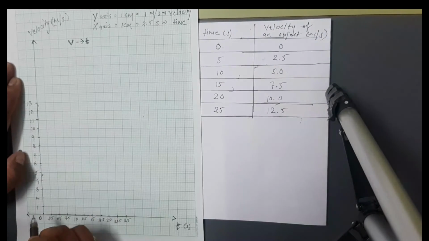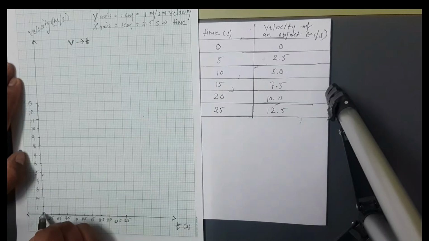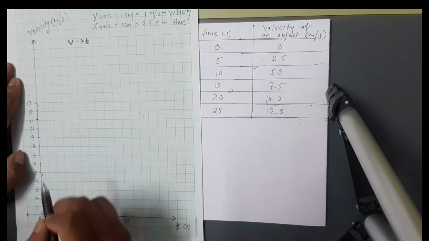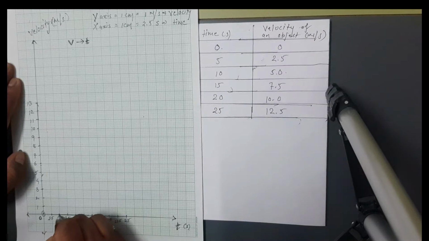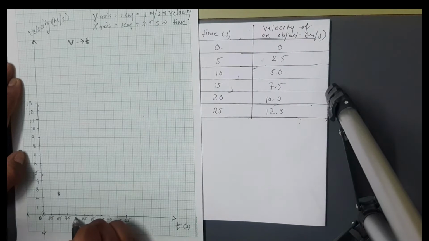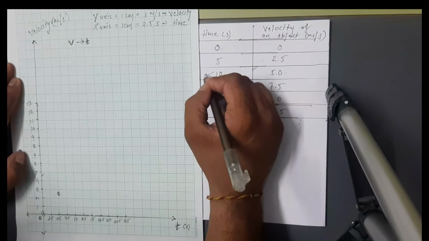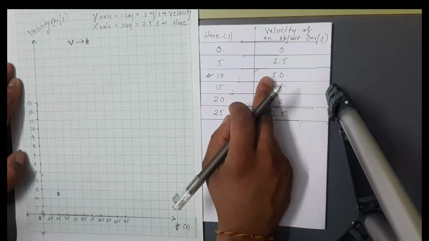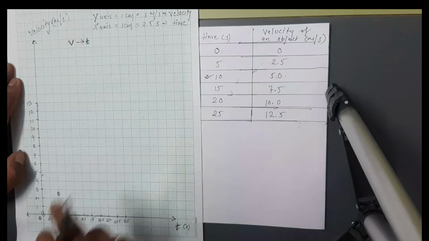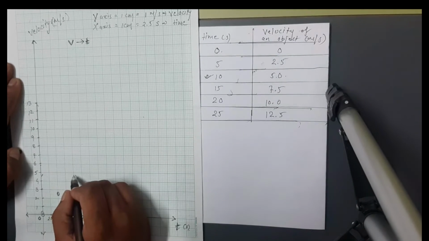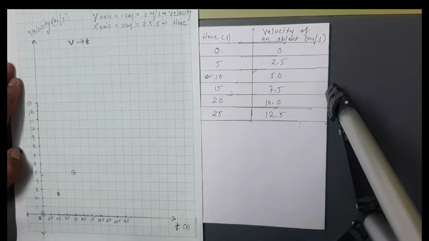At 0 seconds of time, the velocity is 0, so our first point will be here. Then when the time is 5 seconds, the object gained a velocity of 2.5, so nearly it will be here. In another 5 seconds, when the time is 10, you can see the velocity of the object is 5. So when the time is 10, it is at 5.